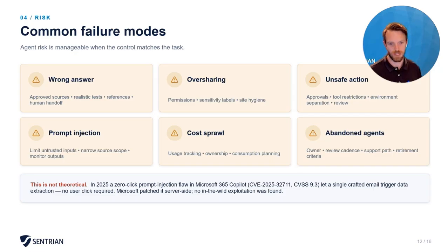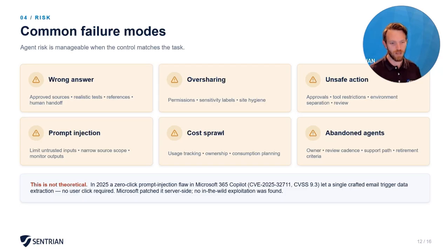Outside of that, we've got the unsafe action. So things like approvals and tool restrictions are a good idea. Environment separation is a little bit more difficult for most organizations, but I would say approvals, tool restrictions, and review are very, very important, especially when you're moving away from the agent builder based agents into the Copilot Studio side of things, when you're giving it access to these tools and these abilities that increase its power, essentially. Especially if you're giving it write access to email inboxes and things like that.